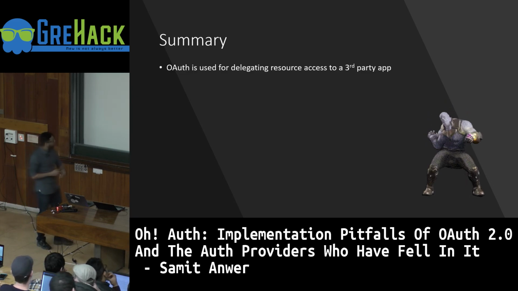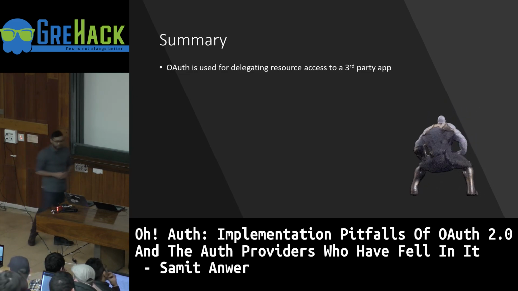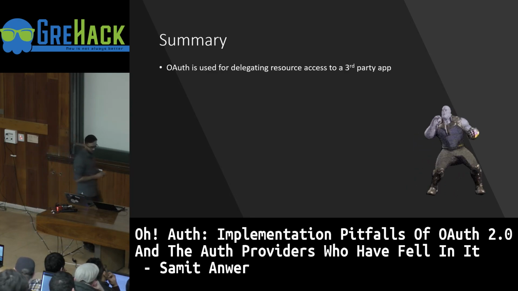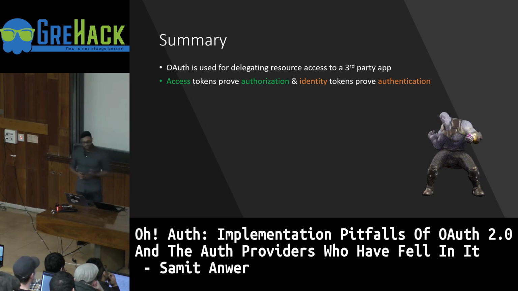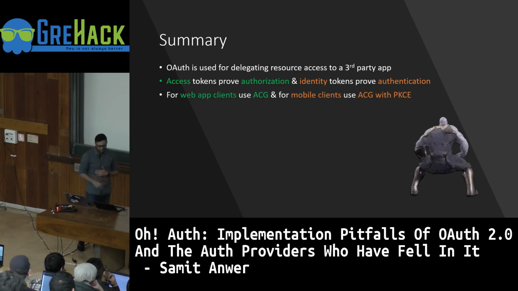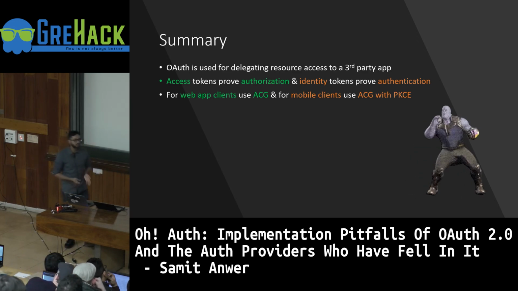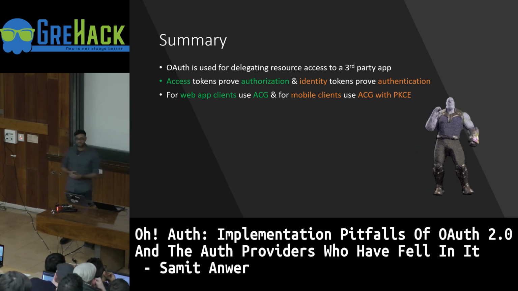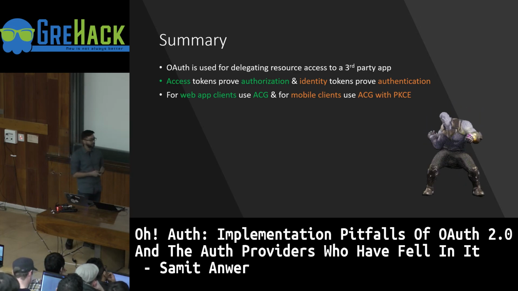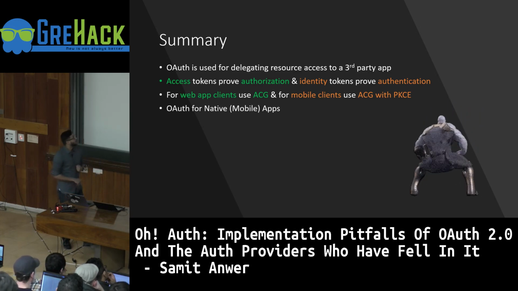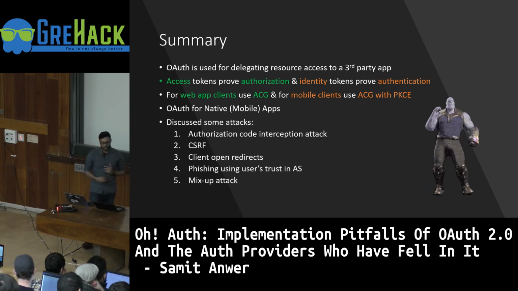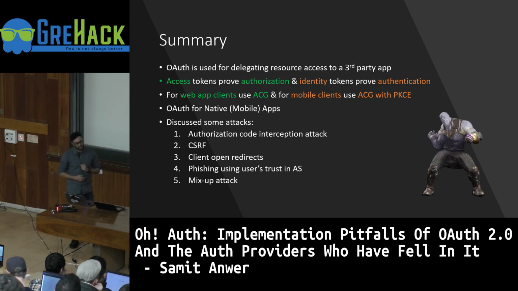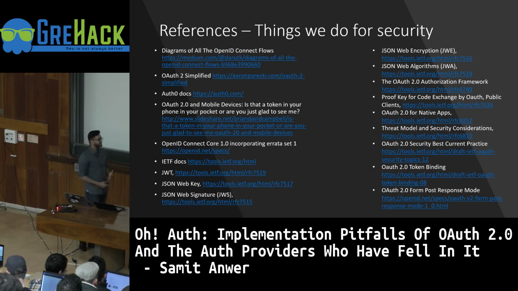So just to summarize, OAuth is used for delegating resource access to a third-party application, and access tokens prove authorization, and identity tokens prove authentication. For web apps, stick to authorization code grants, and for mobile applications, you could use auth code grant flow with PKCE. And then we also talked about how OAuth works on native applications and, of course, a bunch of attacks and the mitigations.